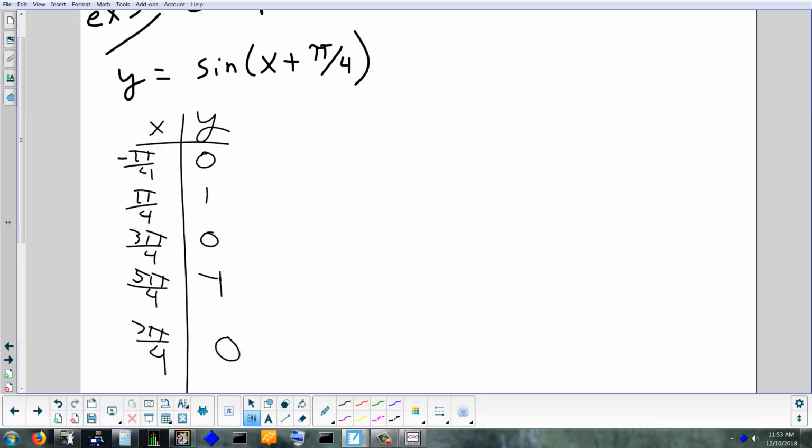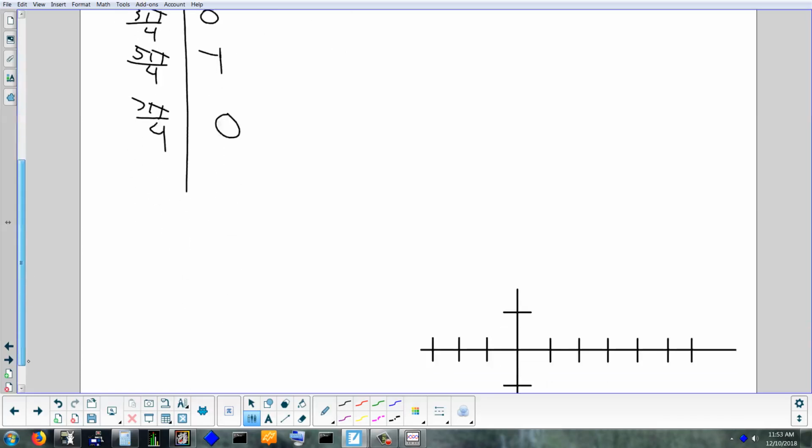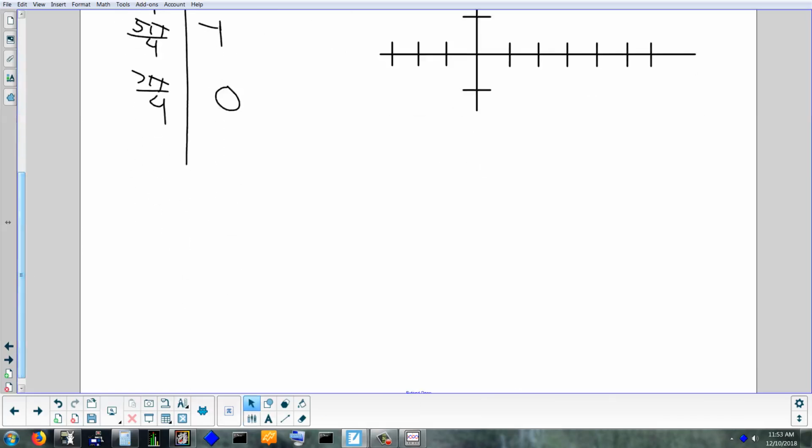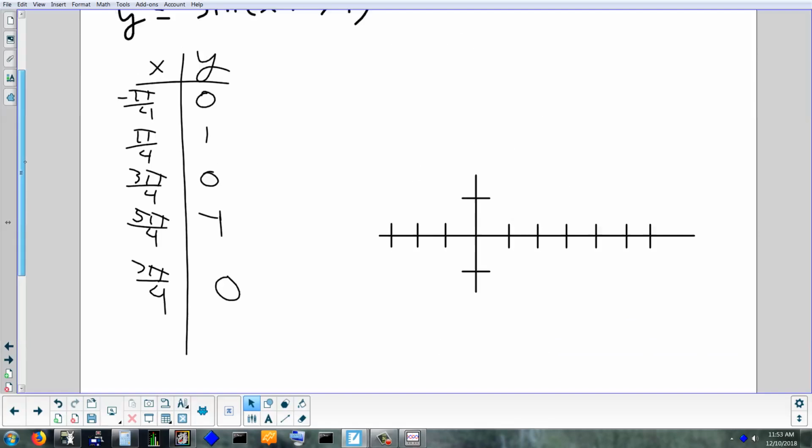Okay, let's do our graph. Let me move this up. Now, if you think of these numbers in degrees, I'm just going to write them off to the side. I'm not going to use them, but I think it's going to help you to see something. That's negative 45, that's 45, 135, 225, 315. They're all 90 apart, just like they always have been.